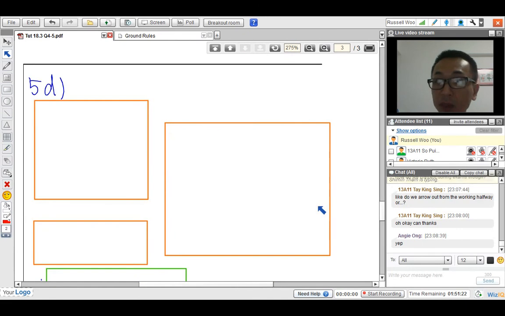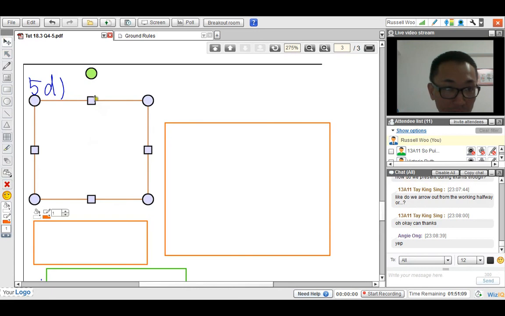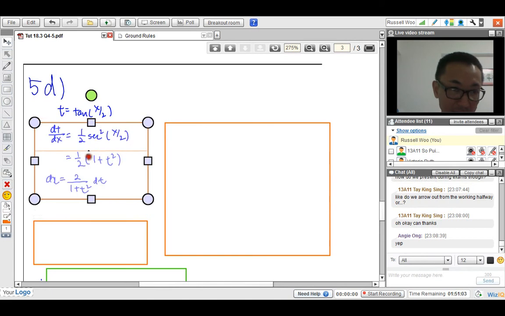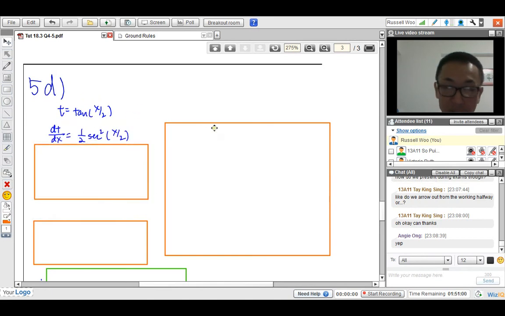5D. 5D also quite problematic. Right. Okay, never mind. We work again. Given substitution, don't need to worry too much. Just differentiate dt dx. At least must write this down. Right, and at least must replace the limits.